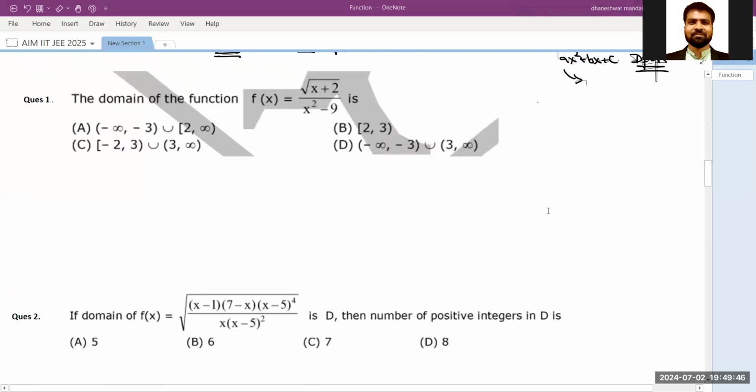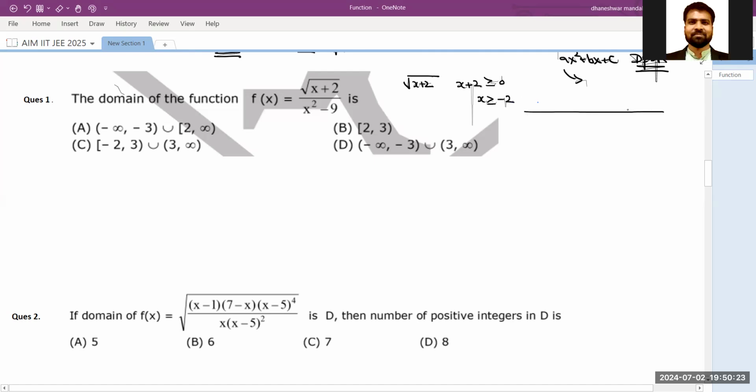So we are going to solve some questions from the domain section. Here we have the first question from the domain. What is the question? The domain of the function f(x) equal to root over (x plus 2) divided by (x square minus 9). Here we have two terms, one term inside the root. What is the condition for this term? Can I say x plus 2 must be greater than or equal to 0? Is this correct? Yes, sir. So x must be greater than or equal to minus 2.